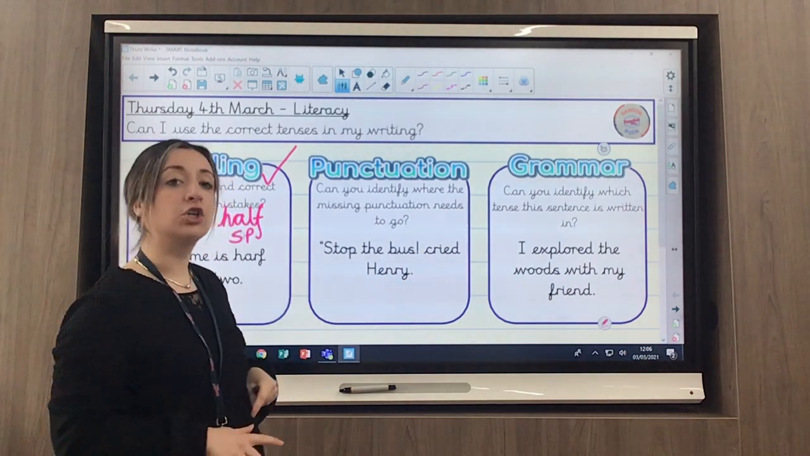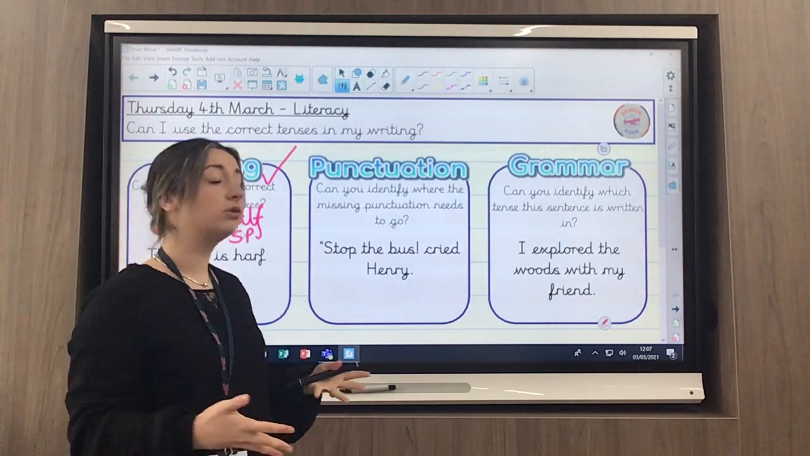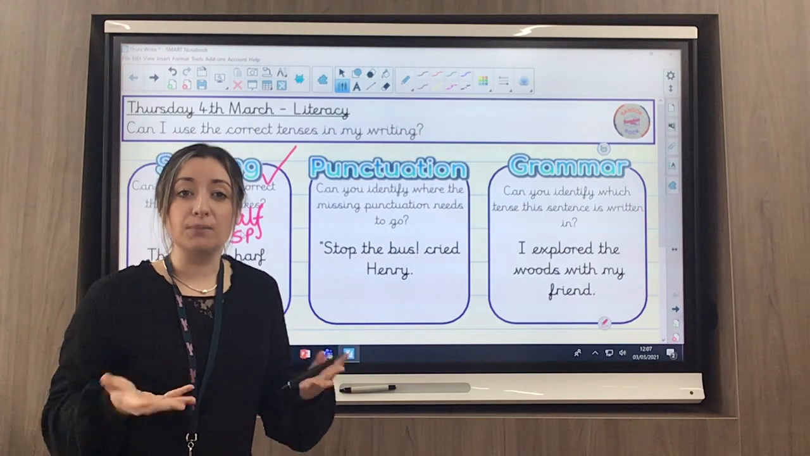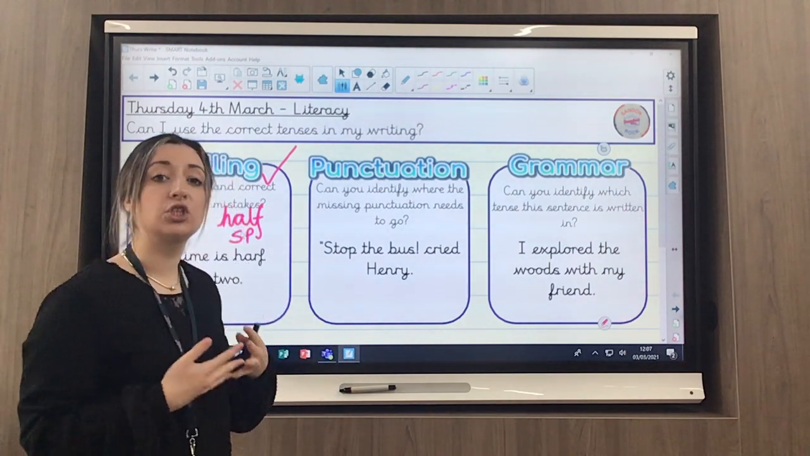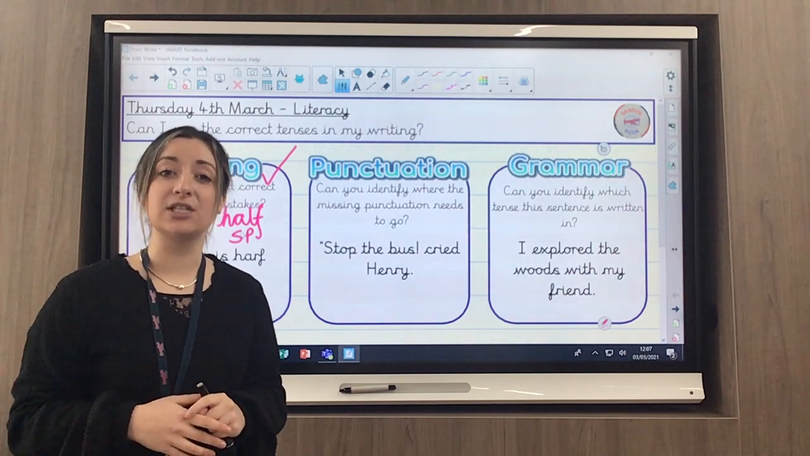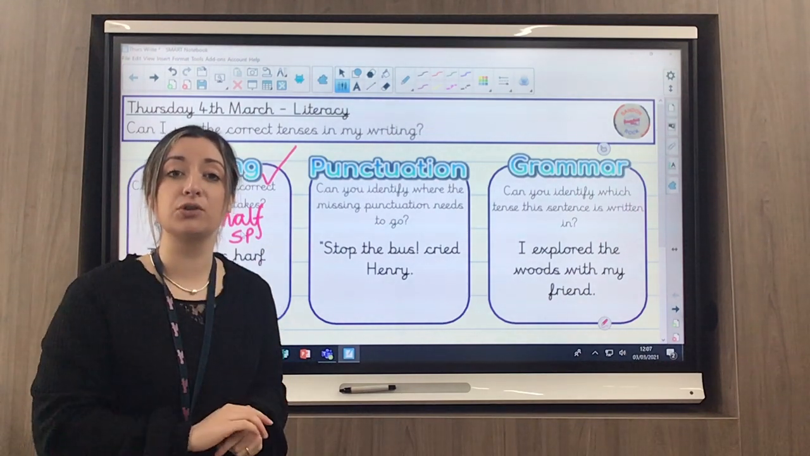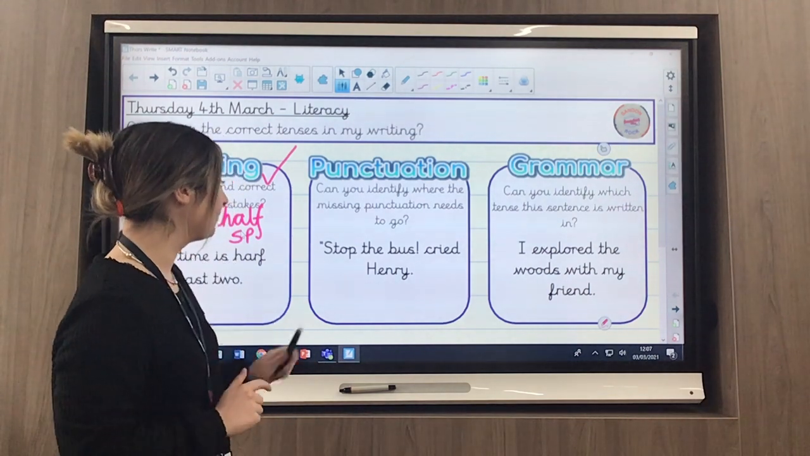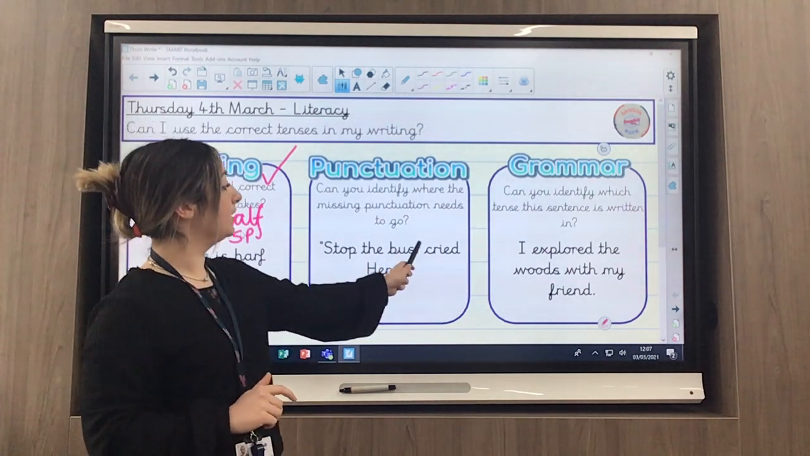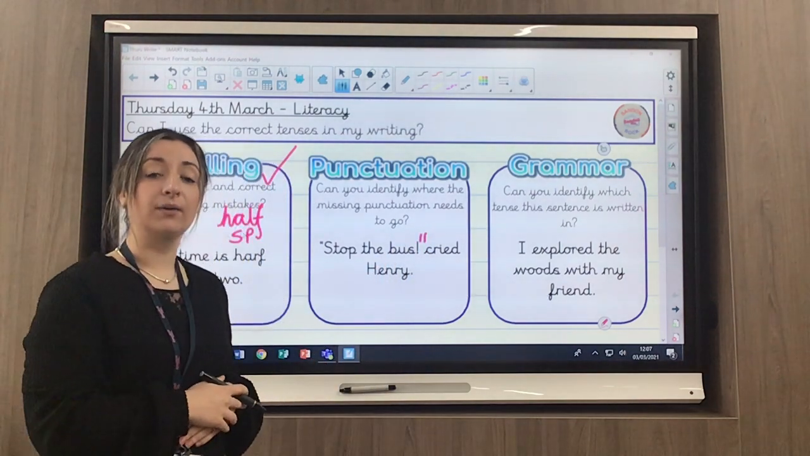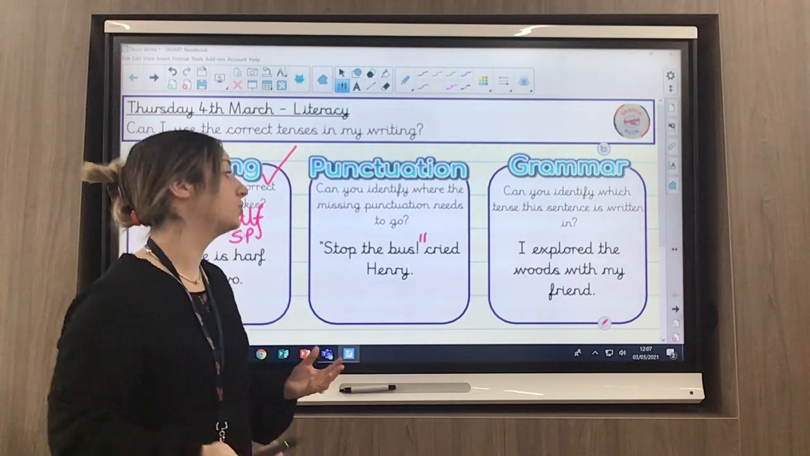I've got my inverted commas where Henry starts talking. But what I haven't got is where Henry stops talking, and I need inverted commas to show that he has stopped talking. Where do my inverted commas need to go? You can even just point on your screen or have a look yourself. Where do my inverted commas need to go? We need to put the inverted commas just after bus, okay, because that's where Henry stops talking.